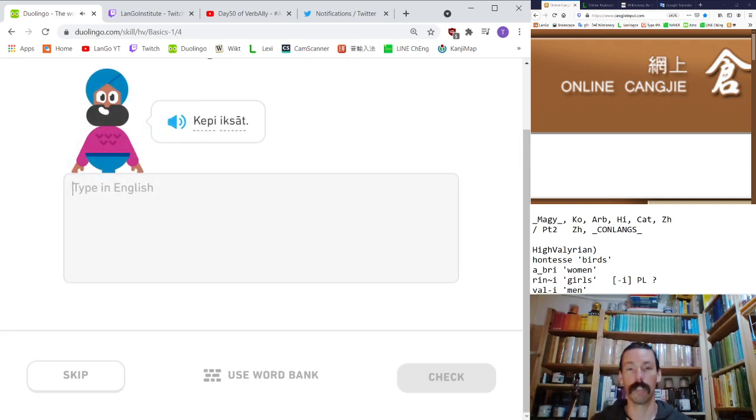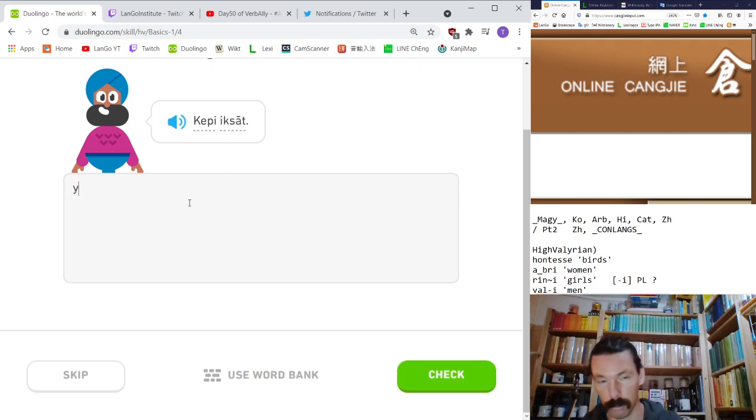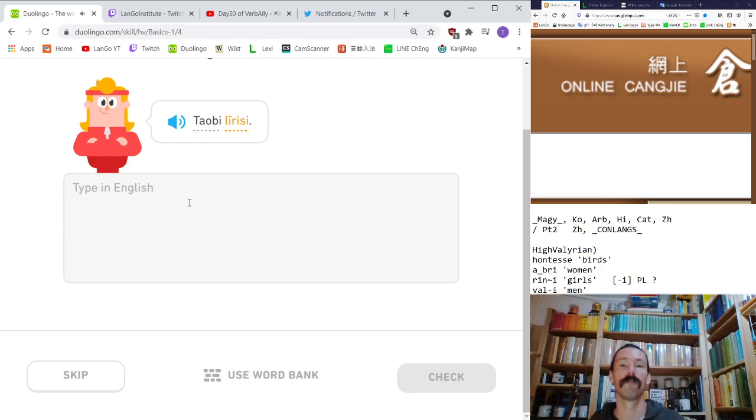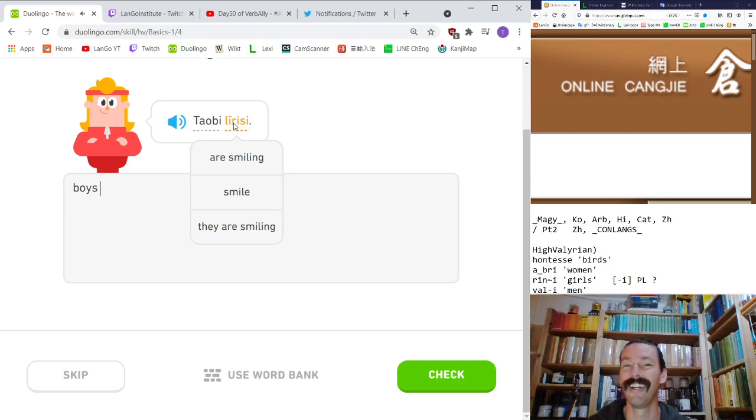Kepiksat. Was you plural. Kepi. Fathers. You are fathers. Taubilirisi. Boys is there in taubi. And the verb taubi, third plural, they. Lirisi.